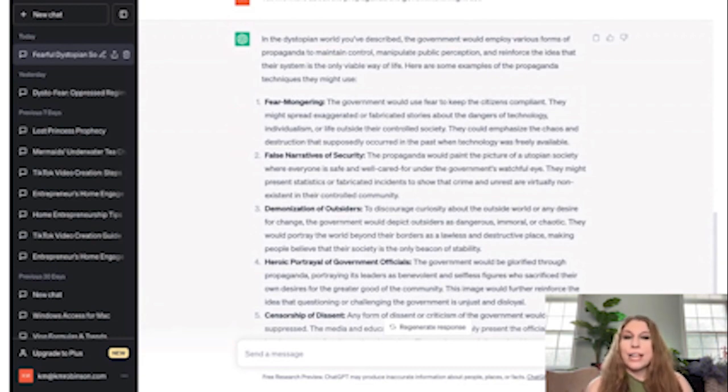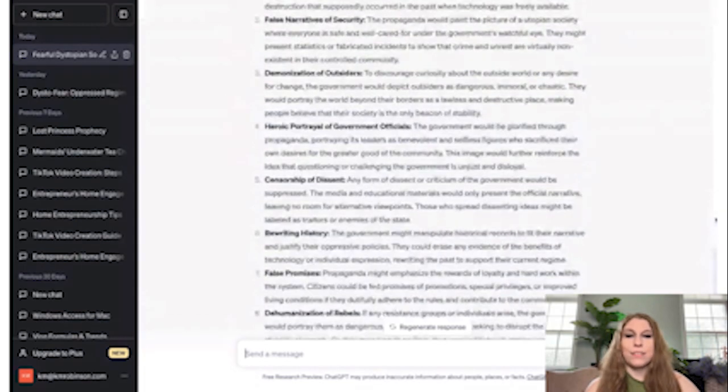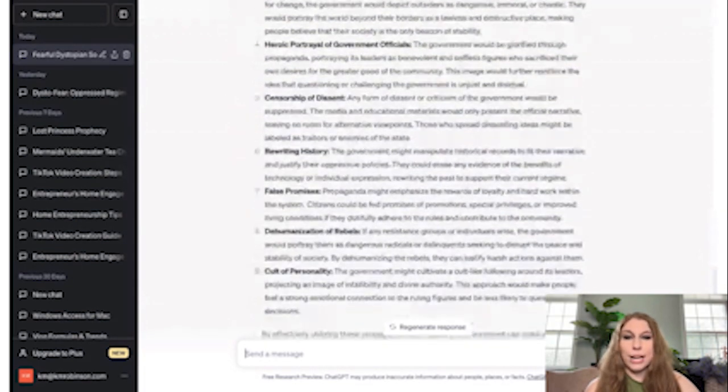They have false narratives of security. The propaganda would paint a picture of a utopian society where everyone is safe and well cared for under the government's watchful eye. They might present statistics or fabricated incidents to show that crime and unrest are virtually non-existent in their controlled communities. And then we would talk down about outsiders. We would have historical or heroic portrayals of government officials. We would have censorship of dissent. We would have rewriting history.